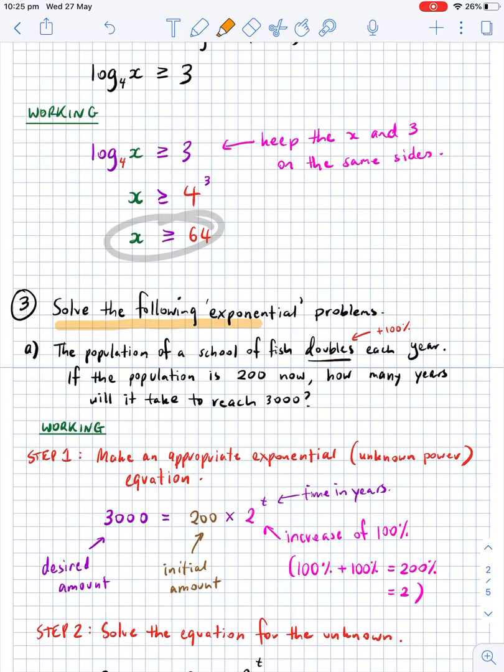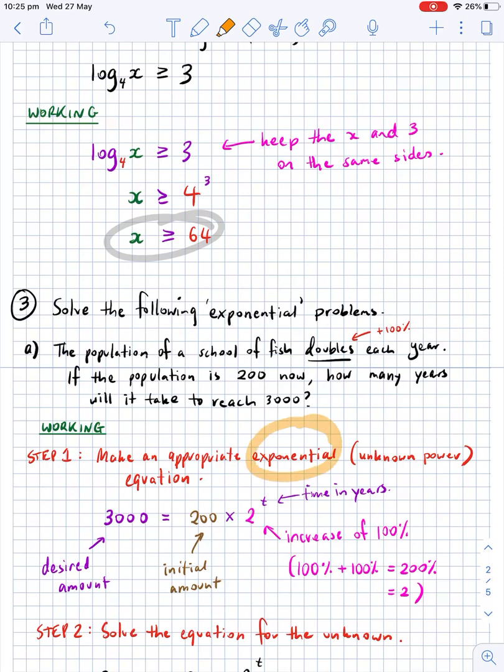Next up, solve the following exponential problems. We've got a few worded problems to deal with. The population of a school of fish doubles each year. What I mean by doubles is that it increases by 100%. If the population is 200 now, so there's 200 fish at the moment, how many years will it take to reach 3,000? So the idea is we want to make an appropriate exponential equation.